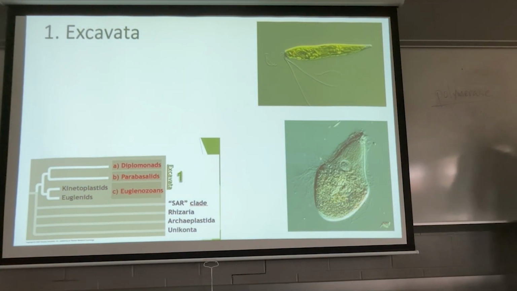So let's talk about the first group. All right, so this is a little phylogenetic tree down here that is showing you the top of the phylogenetic tree, the first group here. These groups down here would be the SAR clade. Up here, on an open phylogenetic tree, we can see the excavates, excavata.